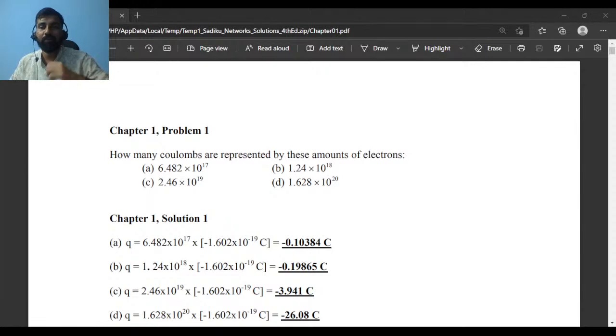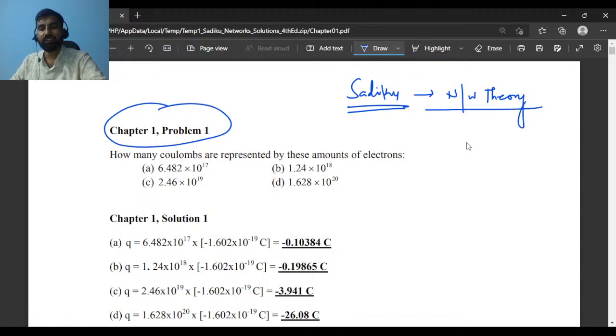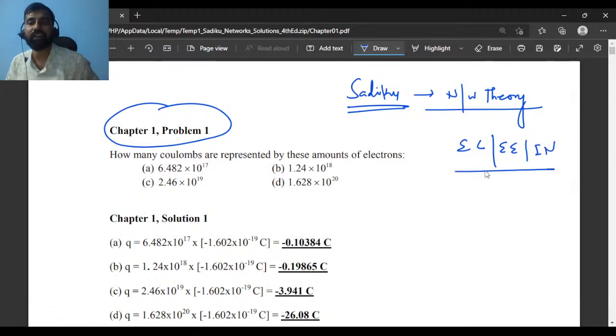You can see here we will talk about what are the relevant questions for the GATE examination, particularly where you have to focus. So let me directly jump to the problem here. This is chapter 1, and this book is Sadiku, for network theory. This session will be beneficial for EC, electrical engineering, and instrumentation. This is just going to be a sneak peek. I'm not going to discuss all the problems, I'm just showing you.